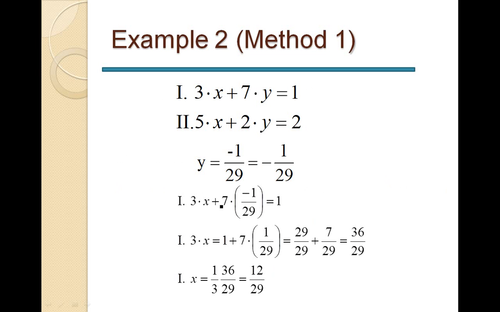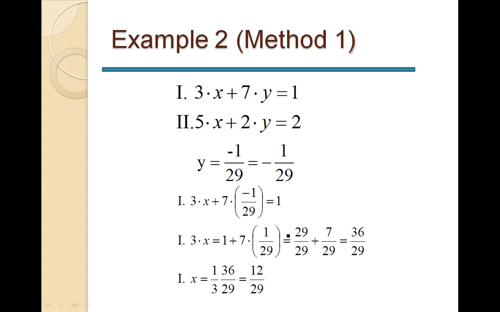3x plus 7 multiplied with the value of y, because this is the first equation, minus 1 over 29 equals 1. We bring this part to the right hand side. What we actually look at is the linear equation, where this is some number, we can call it b, this is a, and this is c. So we put this to the right hand side, but this changes the minus to a plus. So we have 3x equals 1 plus 7 multiplied with 1 over 29.